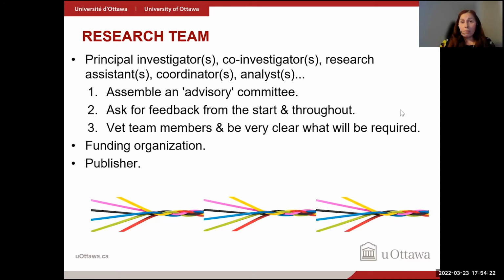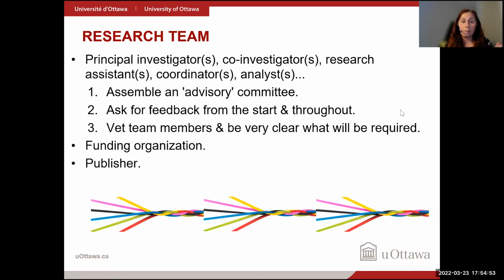You need to identify them, how many you need for each category, which task is done by whom. And they need to be people who are not only qualified for the task that they will be responsible for, but equally important, you need them to be interested, one, available, two, and committed. So vet your potential team members for this and be very clear with them from the beginning what will be required of them. And ideally, you should have an advisory committee from whom to ask feedback from the start and throughout the project.